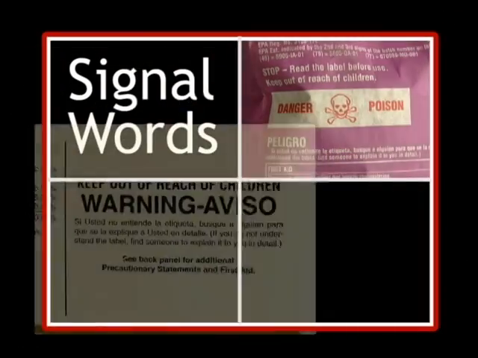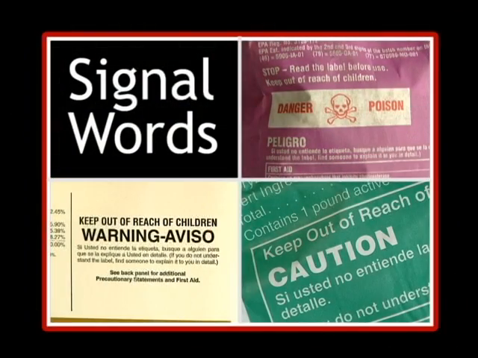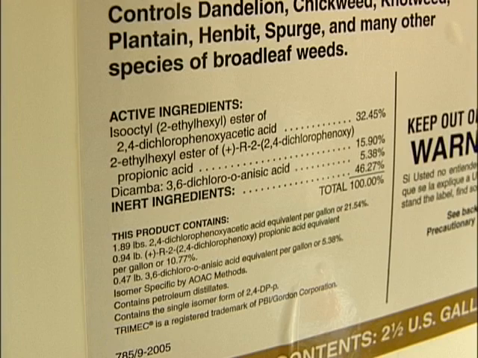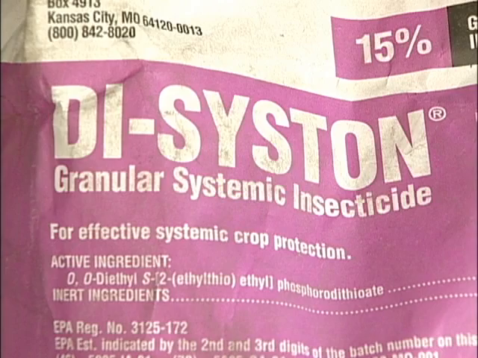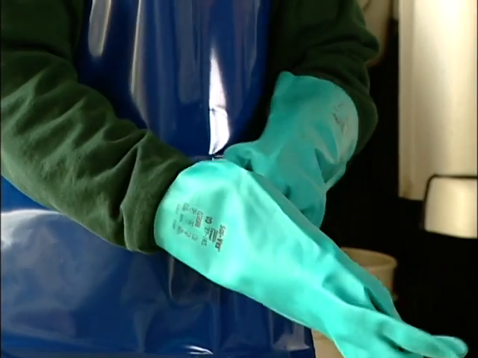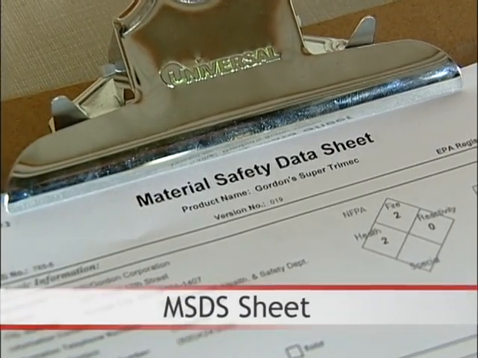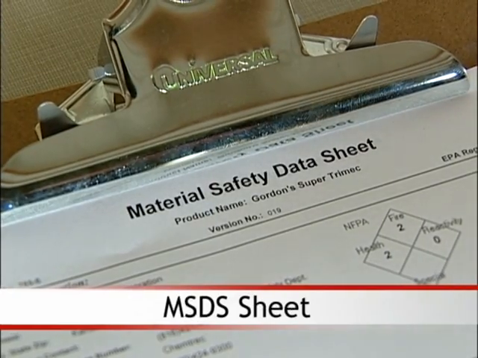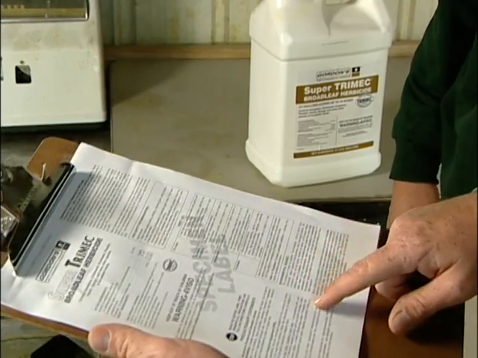The signal words only provide an indication of the pesticide's toxicity. They do not tell you anything about the chronic risks, such as cancer, associated with the pesticide. Always minimize your exposure. A material safety data sheet, also called MSDS sheet, is provided with each pesticide product.